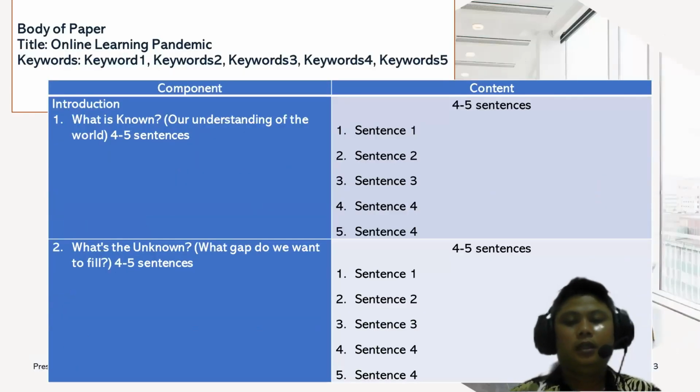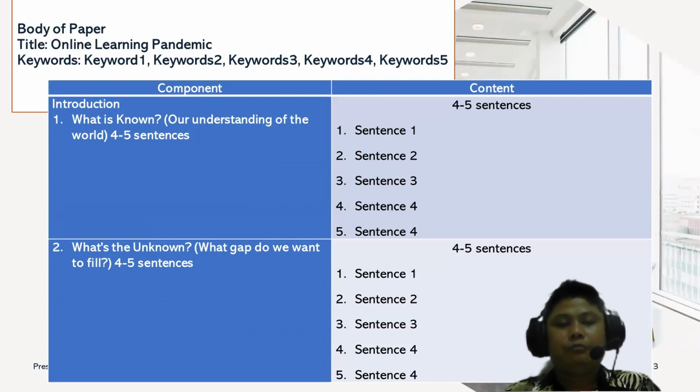Okay, next, the body of the paper. The body of the paper starts with an interesting title. The title is divided into three parts. One part is the subject of the title, the second is the object of the title, and the third is the method or methodology, which we use to find the result of this process.